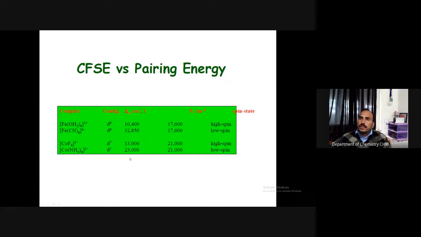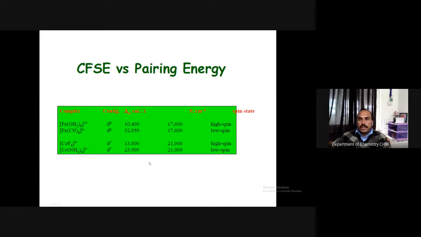And what will happen if the pairing energy and the delta O are almost similar to each other? In that case, either a low spin or a high spin complex can form. Sometimes, if you just alter the ligand field slightly, a high spin or a low spin will form. Or if you just heat the complex, from low spin it can go to a high spin. If you put some pressure, you can convert a high spin to a low spin. So they are on the borderline. Such complexes are called spin transition complexes.